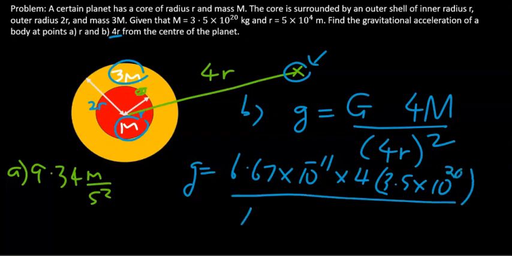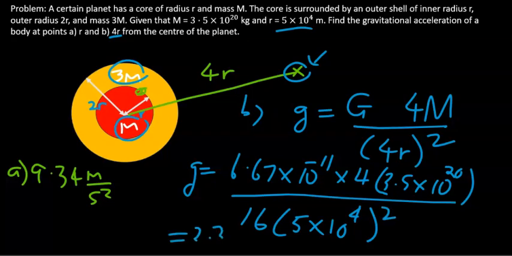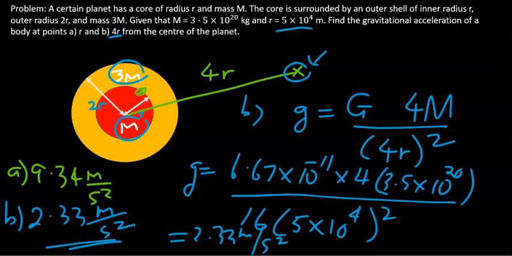Divide by 16 r squared, and little r is given by 5 times 10 to the power 4, squared, and that's going to give you a value of 2.33 meter per second squared. And that's the answer for part B, 2.33 meter per second squared. And that solves the problem.